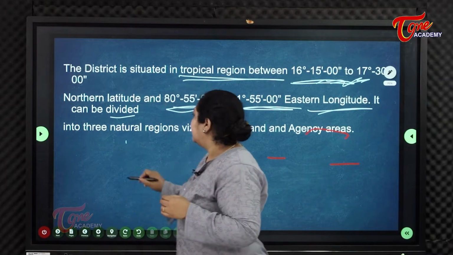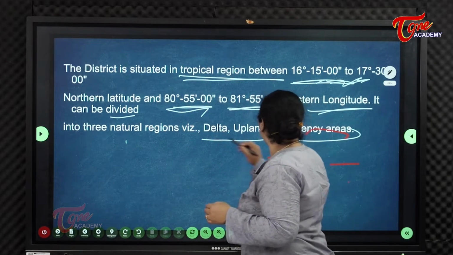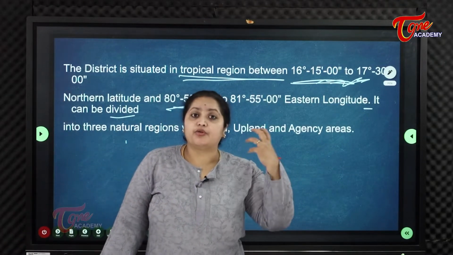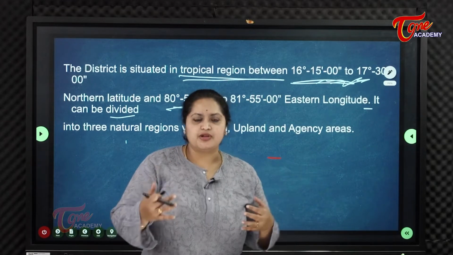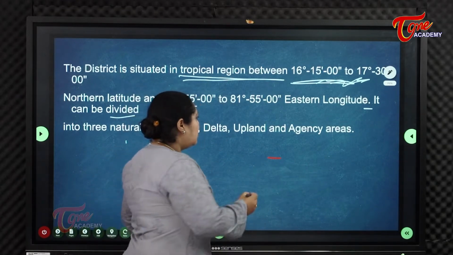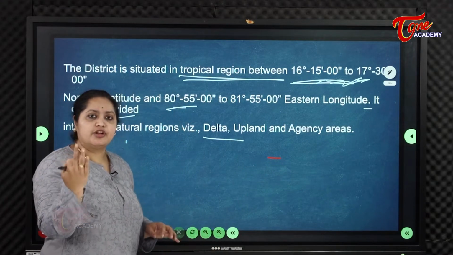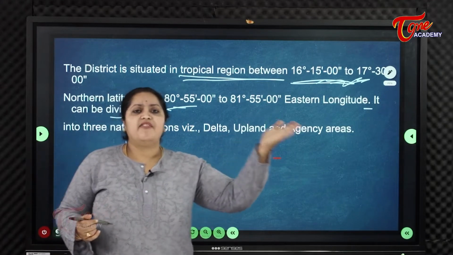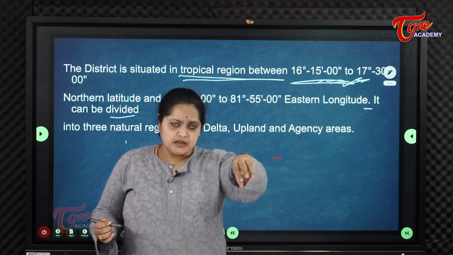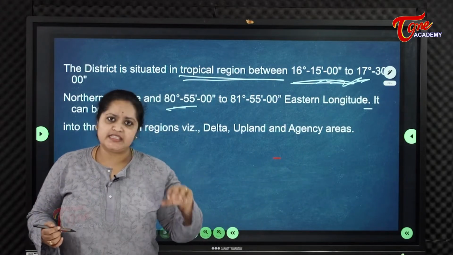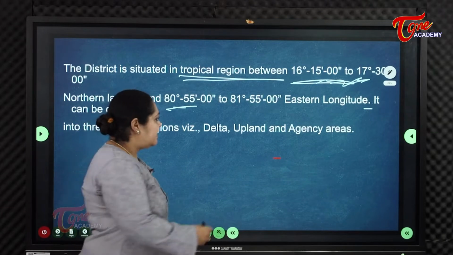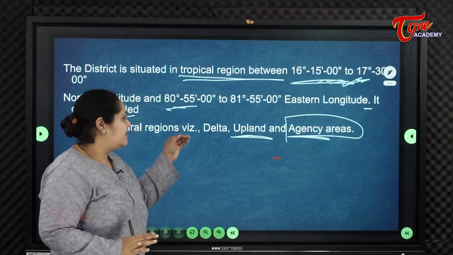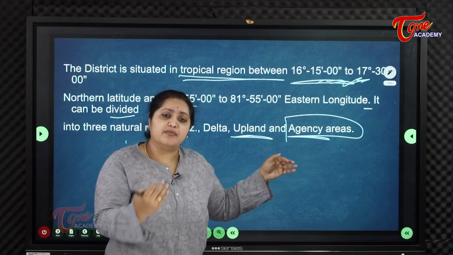It can be divided into three natural regions: delta, upland and agency areas. If we divide West Godavari into natural or physiographic regions, there are three types of physiographic divisions. One is delta. As this district is situated on the western delta of the river Godavari, obviously we can see the delta landform. Next are uplands and agency areas. It has all three: deltas, uplands and even agency. Agency means forested areas.